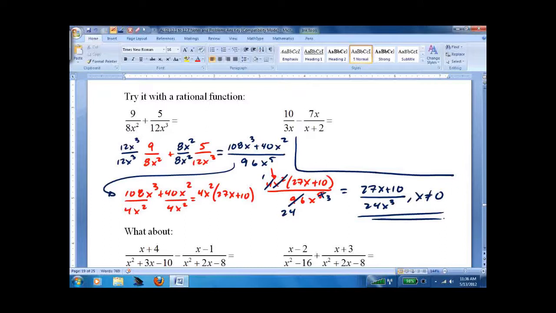That's complicated. That's a lot of work. Finding an LCD will make your life a little bit easier, but you still have to blast through all the algebra. This one's subtraction, plus minus.